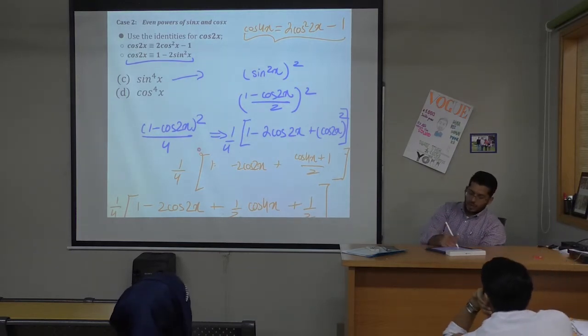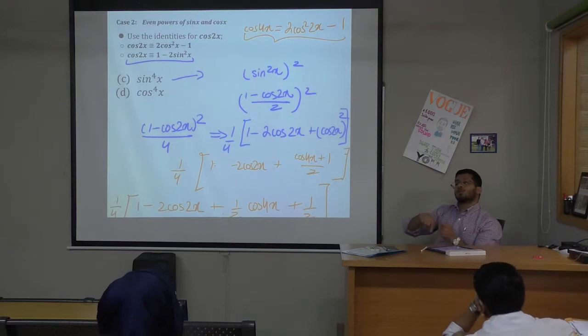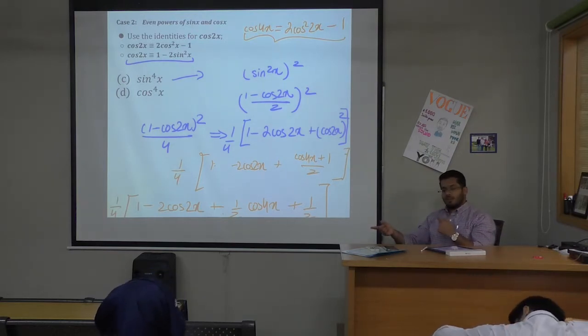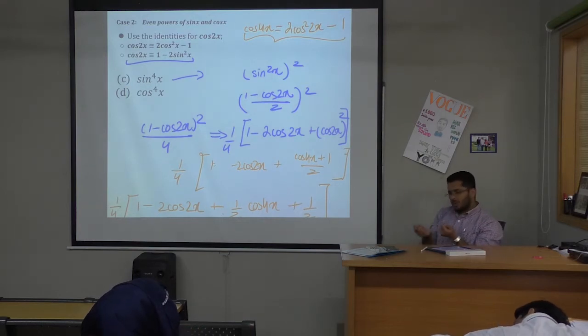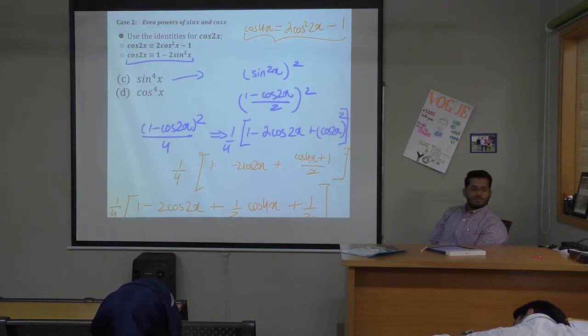You had a power 4, right? So you had to make the substitution twice to reduce the power. If in the previous cases you had sin square x, you did the substitution once and it went away. You get the idea? Okay. Let's try part D.